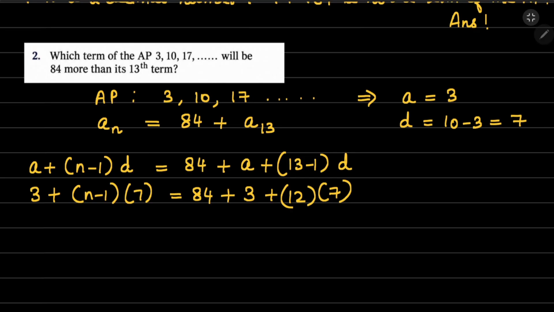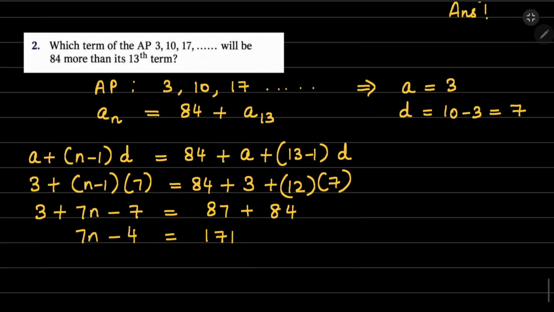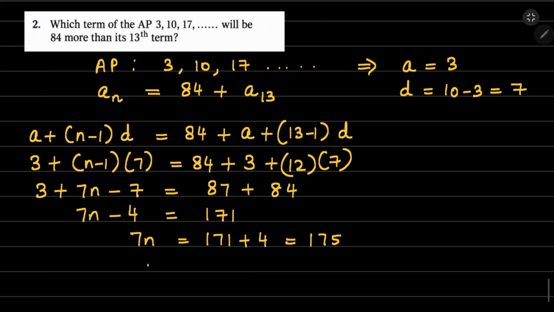Now it's all about solving for n, which is that nth term which will be 84 more than its 13th term. So let's solve it. It's 3 plus 7n minus 7 is equal to 84 plus 3, 87 plus 12 into 7, 7 2s are 14, 84. What is 87 plus 84? It is 171 is equal to 7n minus 4, right? So 7n is equal to 171 plus 4, which is 175. And n is equal to 175 divided by 7.